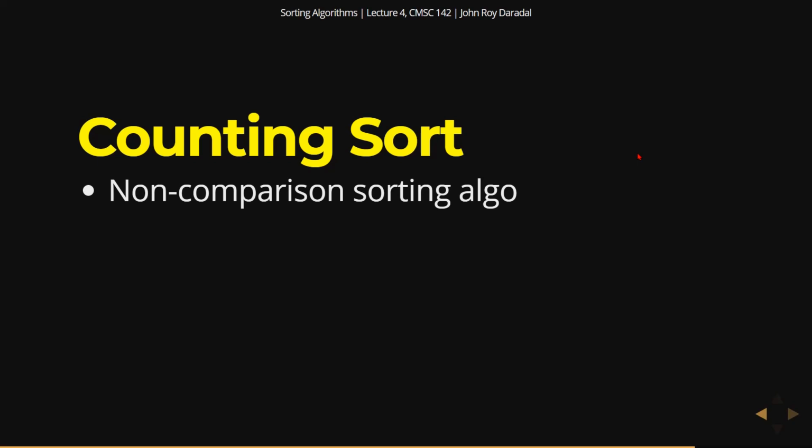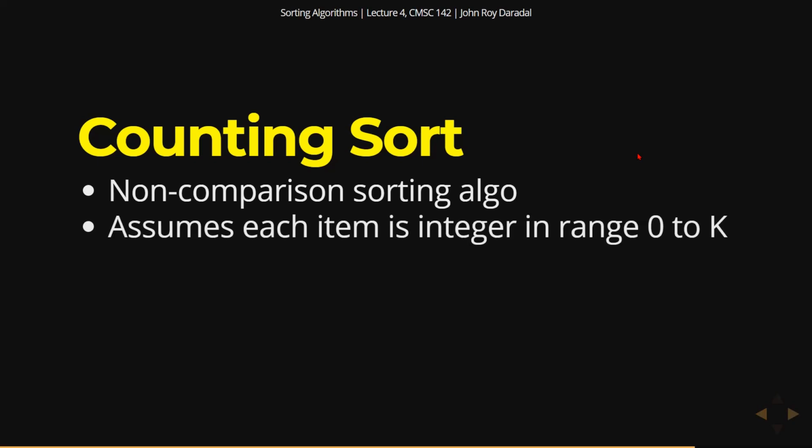Okay, so the next 3 sorting algorithms are non-comparison sorting algorithms, but they also have restrictions as to when you can apply them or when you can use them. Okay, so for counting sort, the assumption is that each item is an integer in the range 0 to k for some number k.